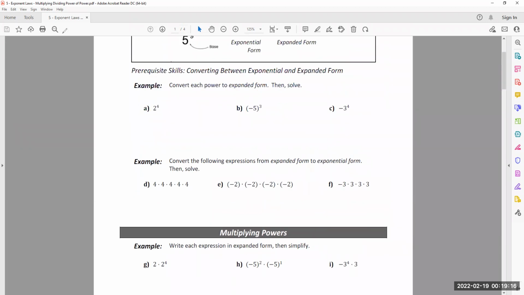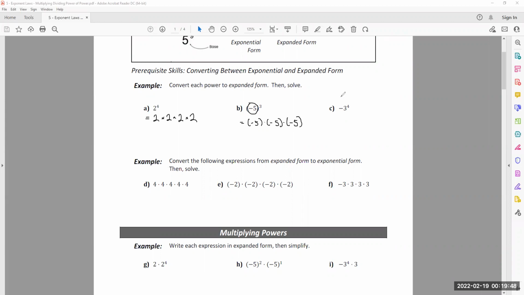Convert each power to expanded form. So recognizing that 2 to the power of 4 means a base of 2 is multiplied with itself 4 times is all you need to know. Okay. Next, -5 is the entire base, and 3 is the exponent, which means the entire negative and the 5 is being multiplied again and again and again, 3 times.